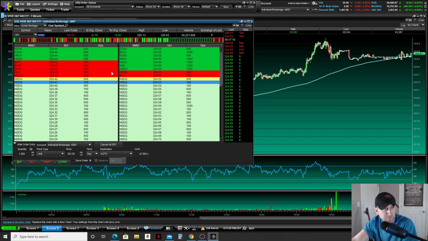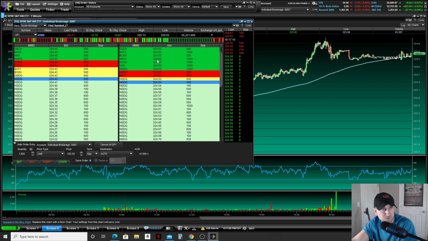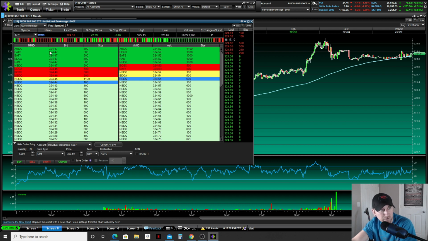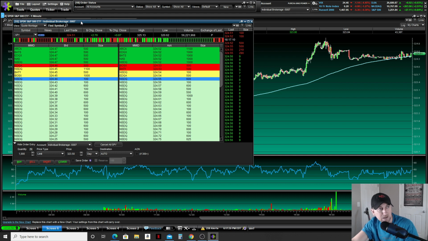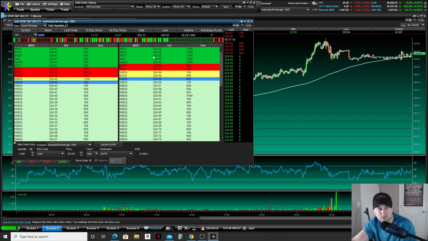So that being said, the difference between the two is what's called the spread. In this particular situation, we're looking at the SPY, which is the S&P ETF. The spread would be, you've got 324.47 is where the buyers are at on the bid, and 324.52 is where the sellers are at over here on the ask. So the spread would be the difference between the 47 and the 52.